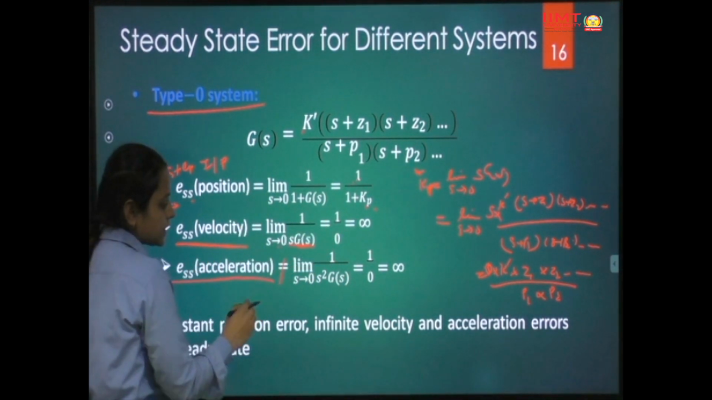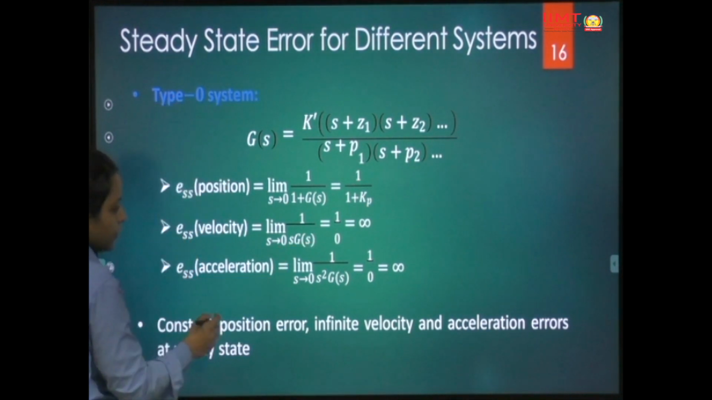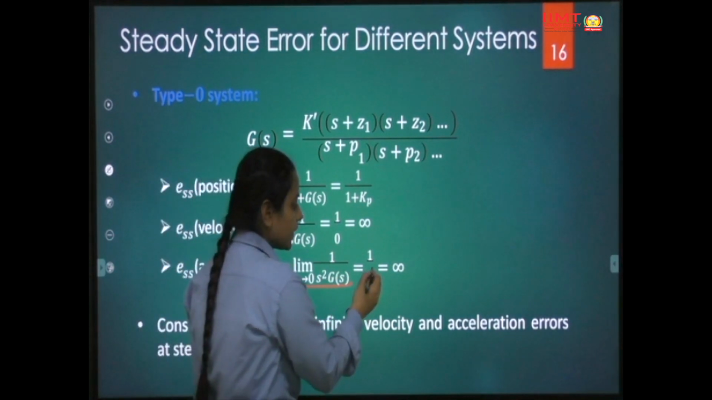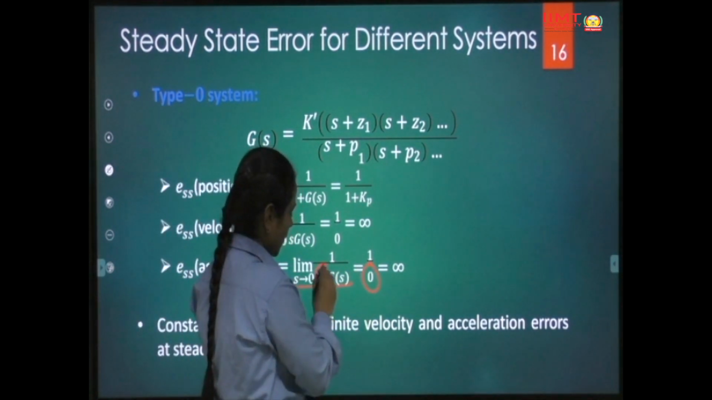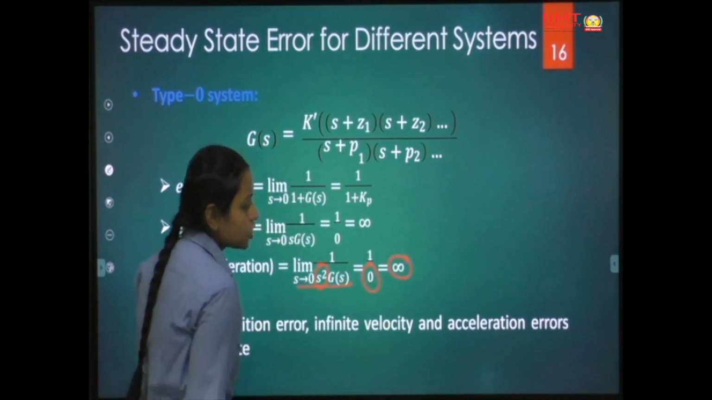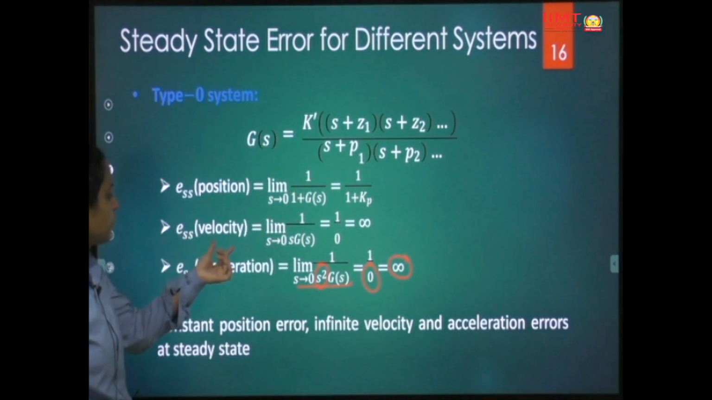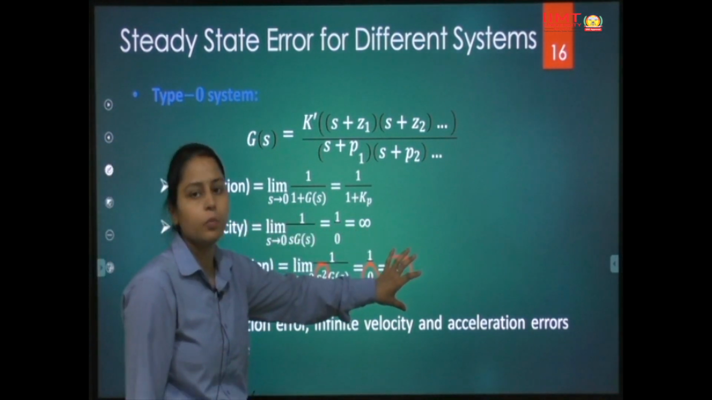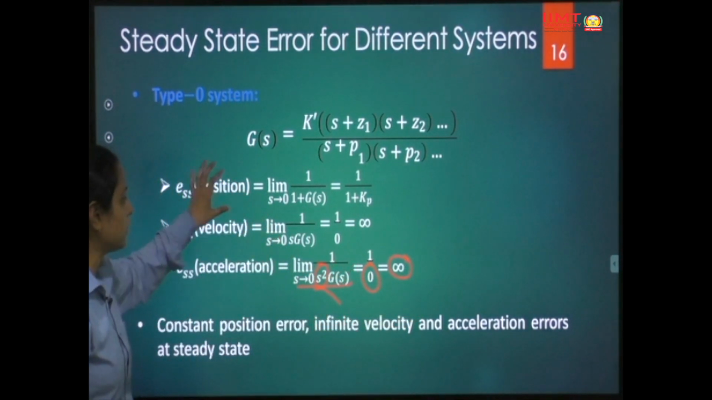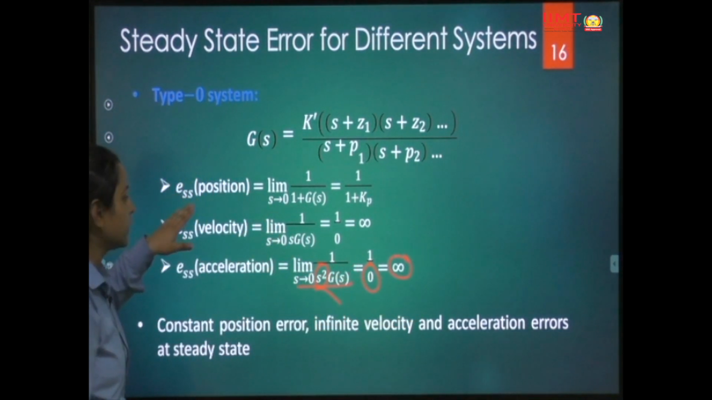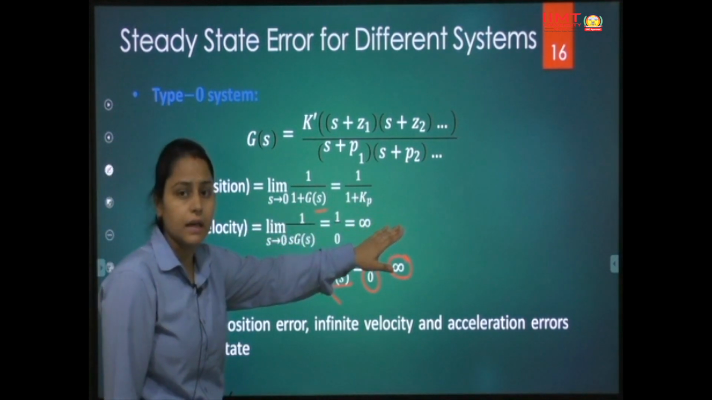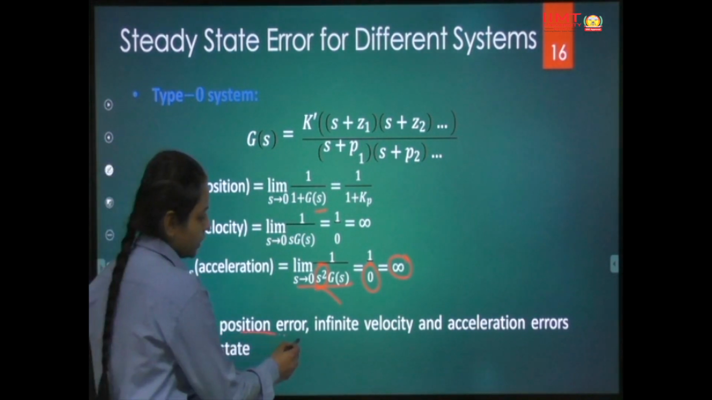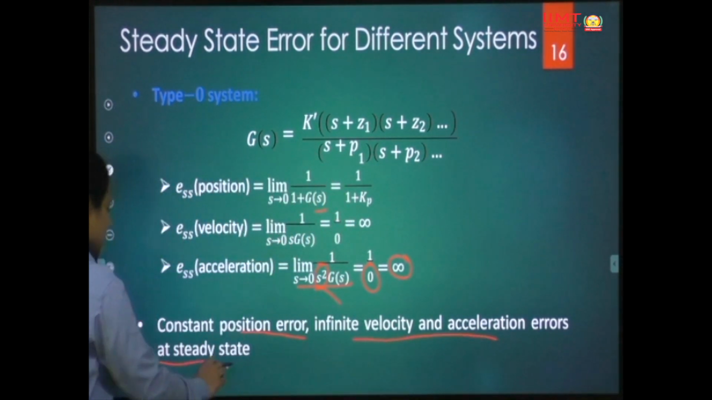For acceleration, ESS would be equal to limit s tends to 0, 1 upon s square G(s). Again Ka would also become 0 as there is s square in the expression, so the error would become infinity. So for a type 0 system, ramp and parabolic inputs are not suitable, as the steady state error would become infinity and the system may become unstable. For a type 0 system, only step input can be applied, where we will get a constant position error, and infinite velocity and acceleration errors at steady state.